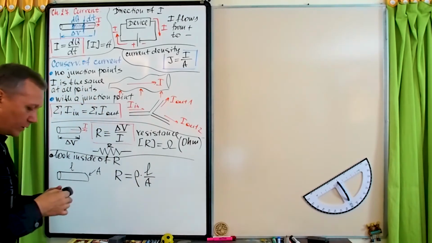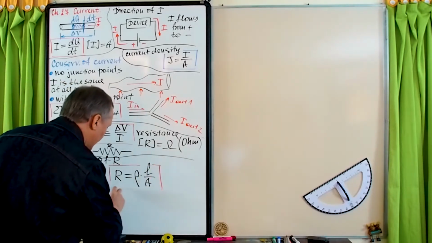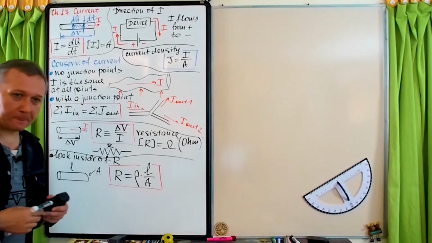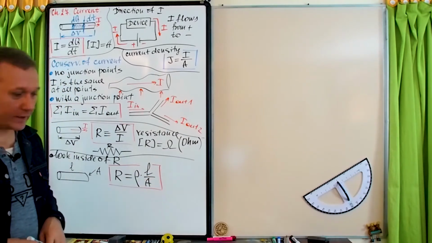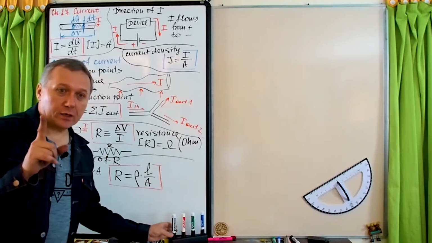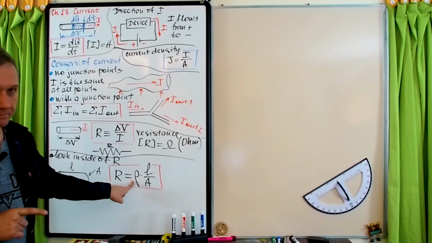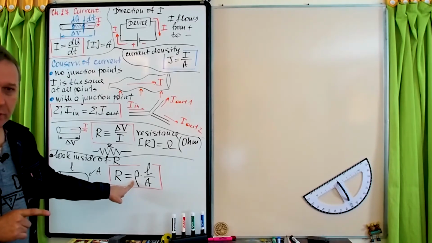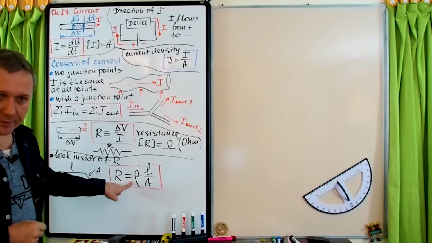So that's what we need. So that's what is inside of resistance: resistivity, L, length divided by cross-sectional area. And look, does it depend on the electric field? Current? No. Potential difference? No. Charge? No. Nothing. It depends on what? Rho describes the material.